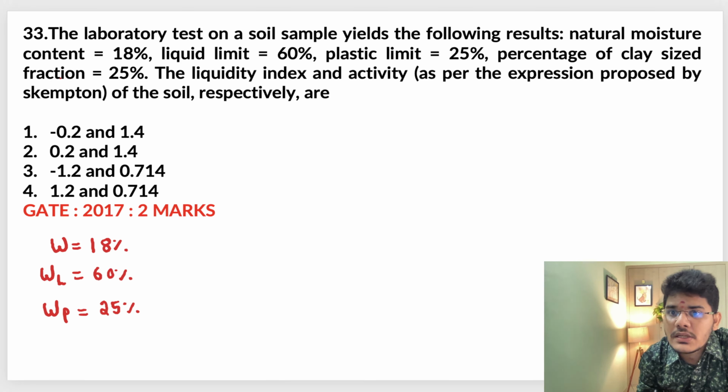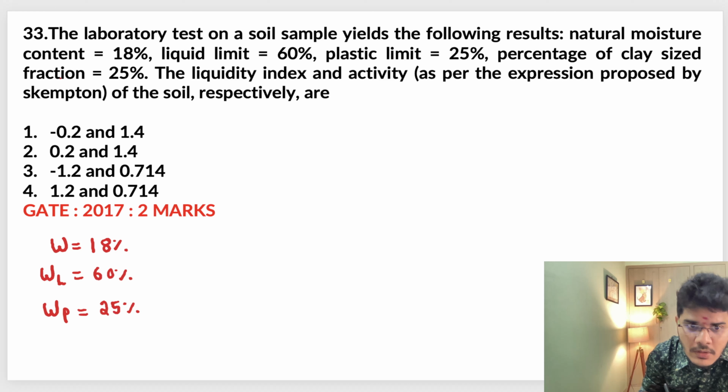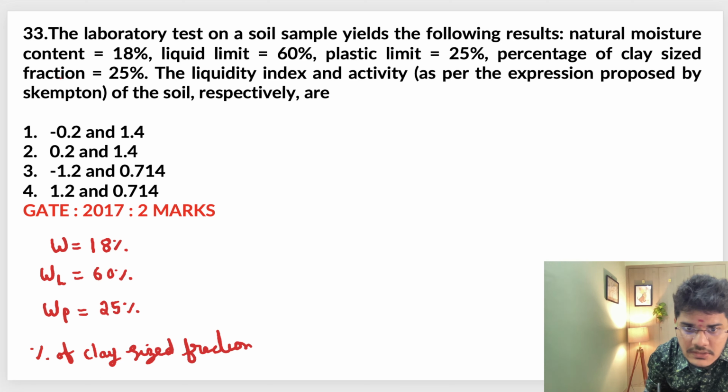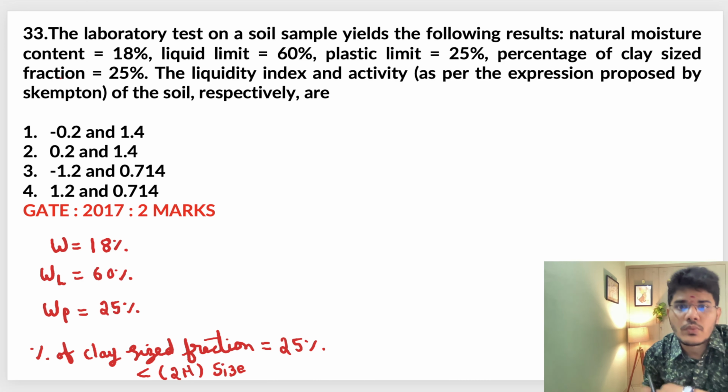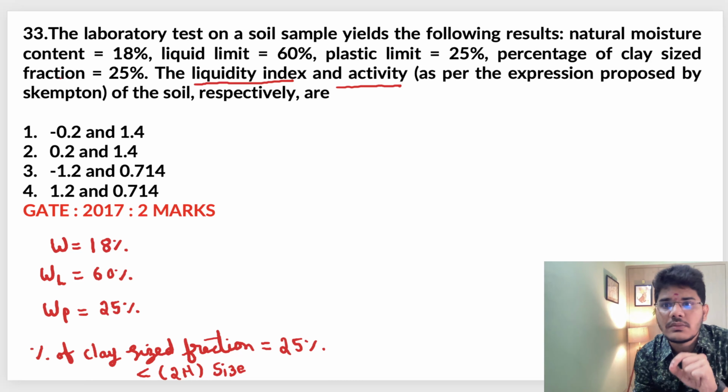And also the percentage of clay sized fraction is equal to 25%. Clay sized fraction means less than 2 micron size. So what he has asked us to calculate: we have to calculate the liquidity index and activity of the soil as per the expression proposed by Skempton.